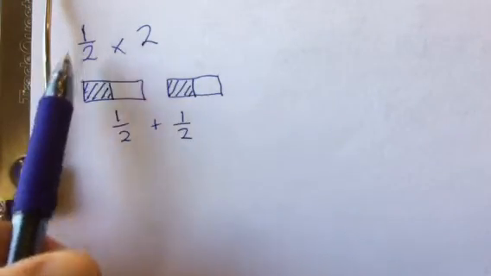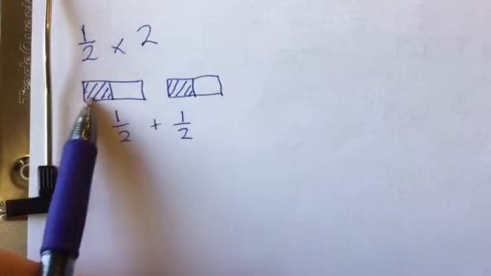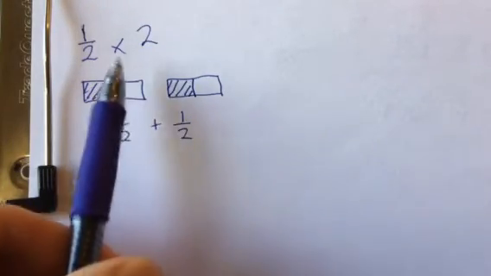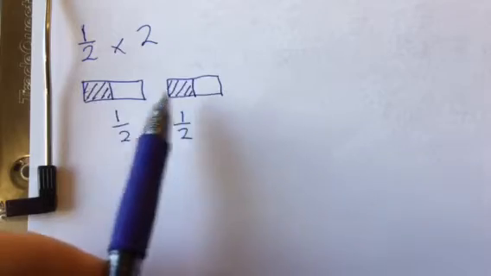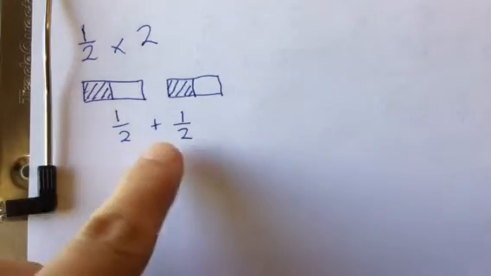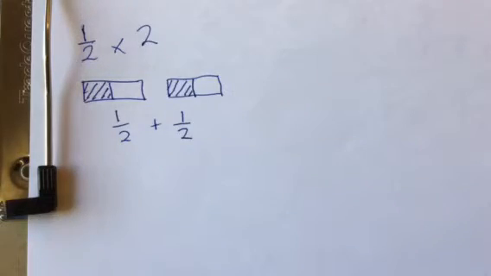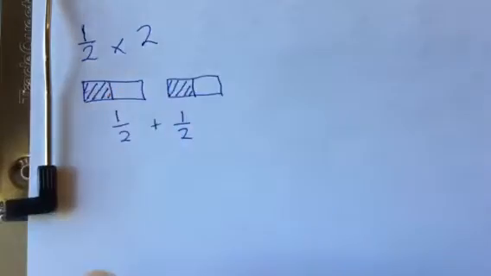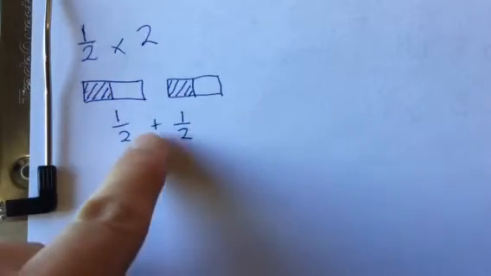So we have 1/2, which is why we have one part shaded out of two total parts here. So we have 1/2 times 2, which is why we have two total rectangles down below. Well, the reason I have addition down here is because, remember, addition and multiplication are related. When we have 1/2 times 2, it's really the same as 1/2 plus 1/2.